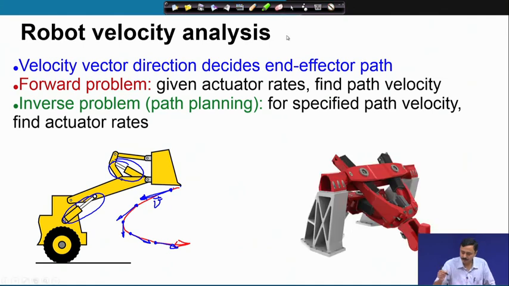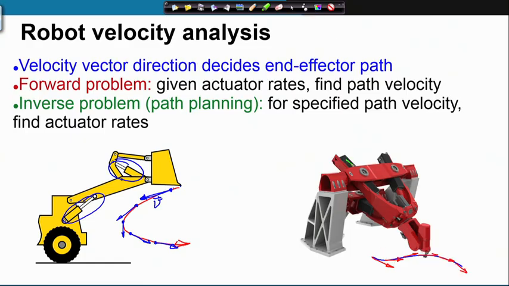Similarly, for this parallel kinematic machine, suppose I want to have this path, then I must specify the velocities, something like this, on that path, and corresponding to these velocities I can find out what should be the expansion rates of the 3 prismatic actuators. So, that will realize this path.